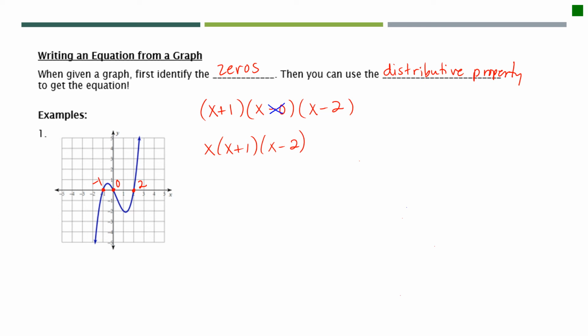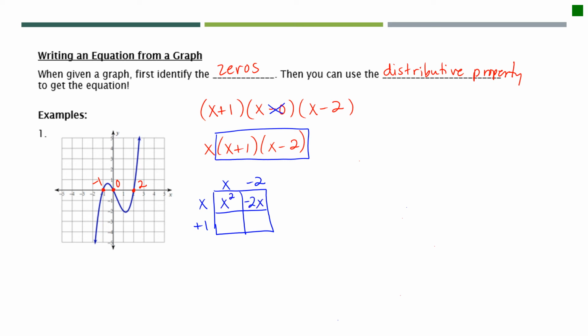So this one, even though I have 3 zeros, I'm only going to have to do the box once, and then I'll be able to just distribute this x to the rest of my answers. So I'm going to take this part right here, and make my 2 by 2 box. So I'll have x plus 1 over here, and then x minus 2. So I'm going to fill in the box. This would be x squared, negative 2x, 1x or just x, and then negative 2.